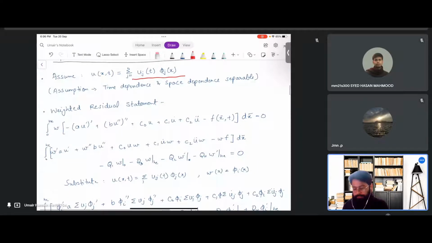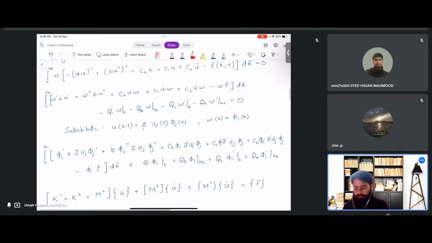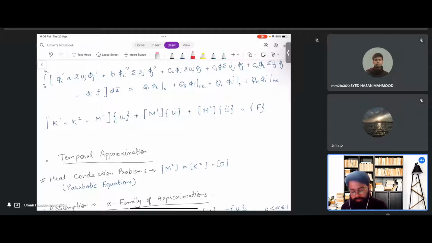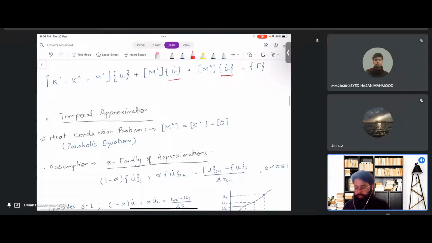Just as usual, we get our weighted residual statement, and we get our required stiffness matrices and mass matrices. Now we are left with the variable terms, this u dot and u double dot. These are actually derivative terms. So this statement is not completely an algebraic equation. It is indeed an ordinary differential equation. Since we have converted our PDE into an ODE, we perform the temporal approximation.